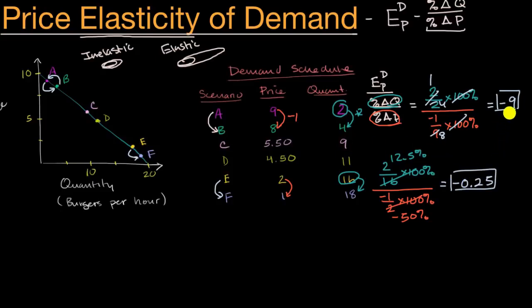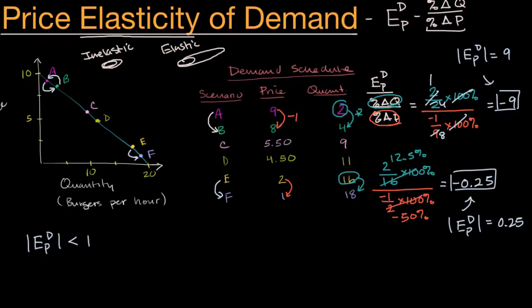And the best way to interpret it is to think about the absolute value of the price elasticity of demand. So over here, the absolute value of our price elasticity of demand is equal to 9. And then over here, the absolute value of our price elasticity of demand is equal to 0.25. And a general rule of thumb is if your absolute value of your price elasticity of demand is less than 1, you are dealing with an inelastic situation.